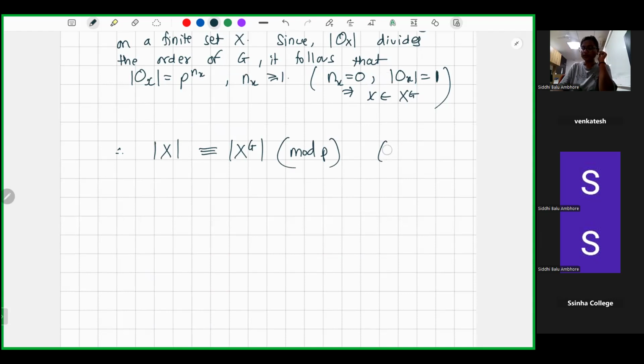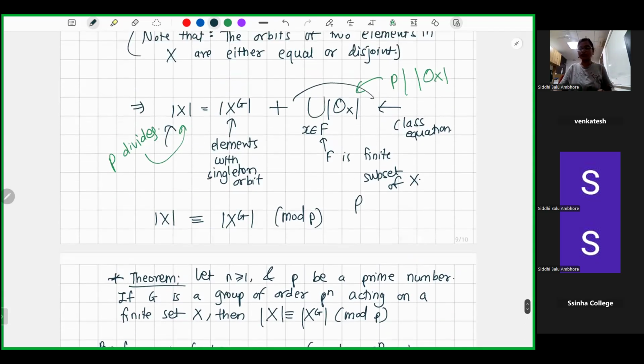Since p divides this union, the cardinality of this summation over O_x, x belonging to the set, right? The cardinality of this will be what? This set is a summation. Is this okay?